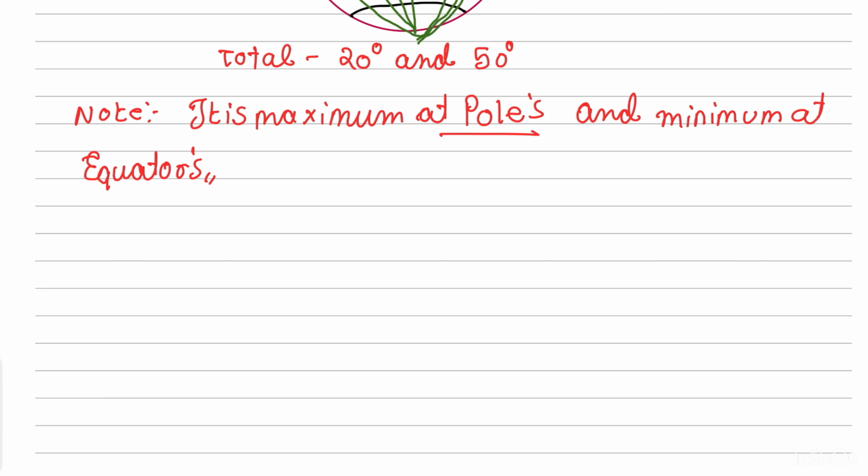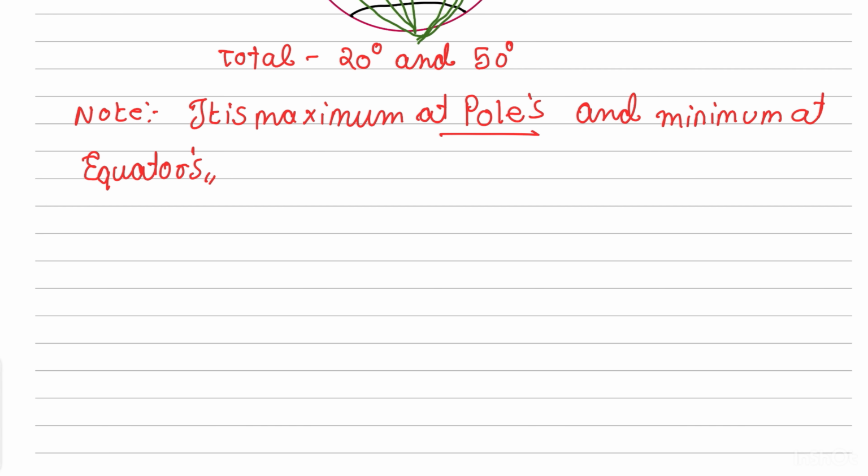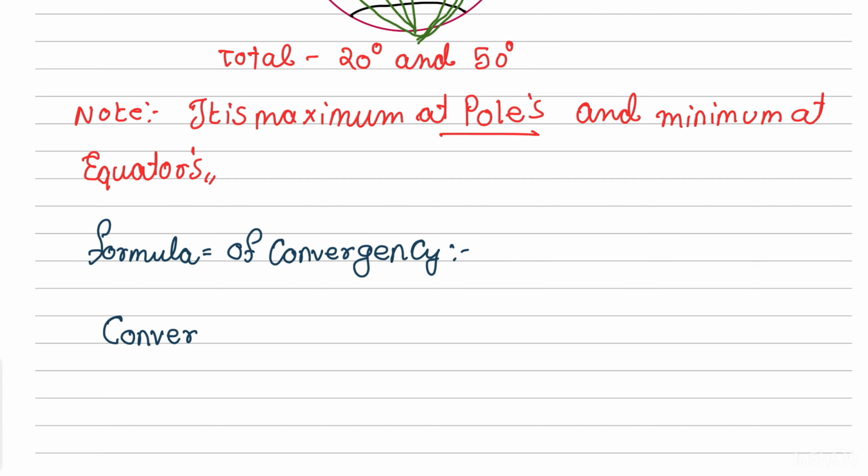Okay, so let's start with the next topic, that is the convergency and its formulas. Before starting, let's understand the formula of convergency. There are two formulas, one for a normal latitude and one for the mean latitude. So let us first understand the normal formula.